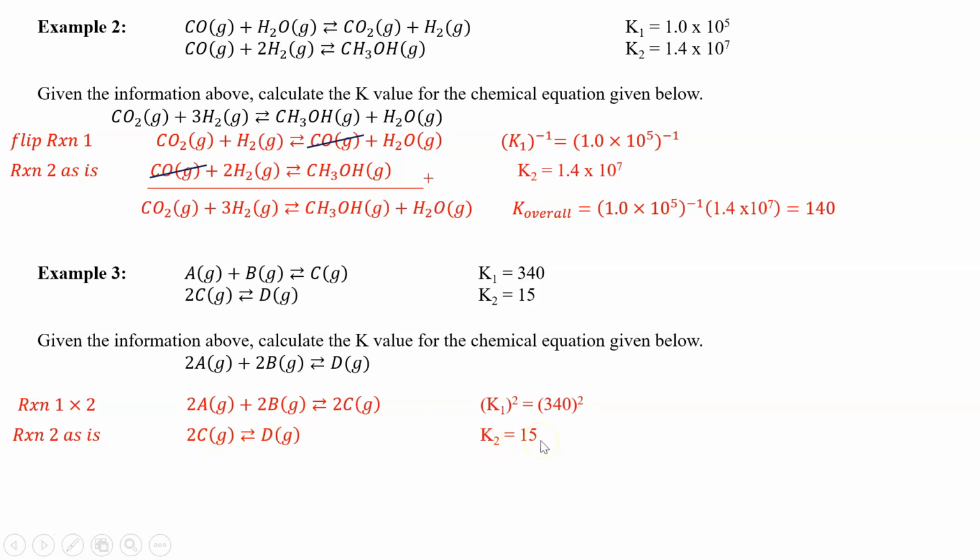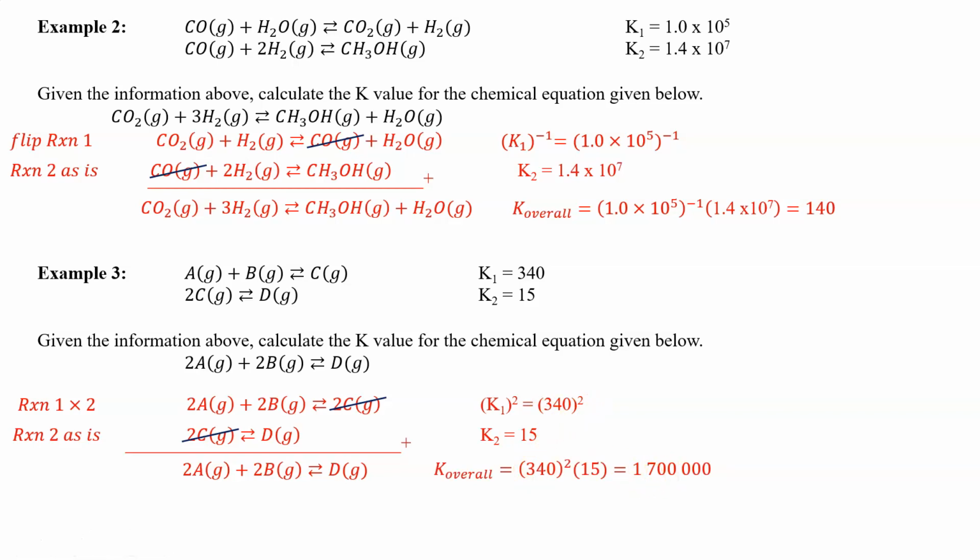K2 is just 15. And if I wanted to, I need to check my work and make sure that this works out. The 2C's will cancel out. We end up with 2A plus 2B yields D, which is what I have up here. If I'm adding those two reactions together, I need to multiply their K values. So I end up with 340 squared times 15, which gives you 1,700,000.